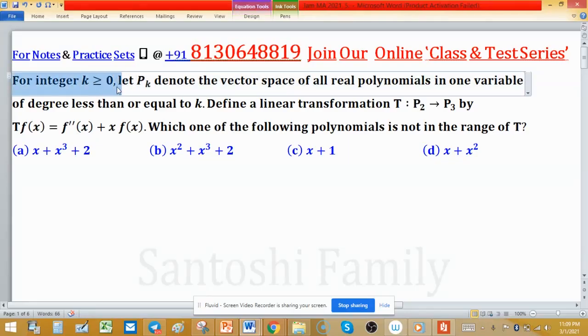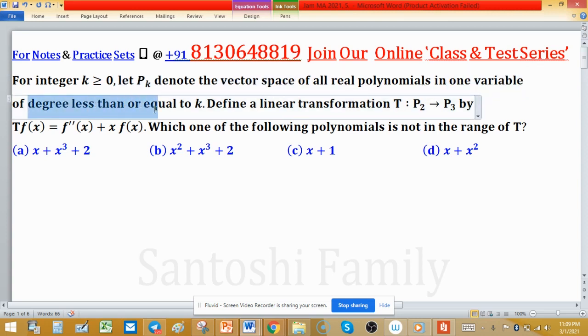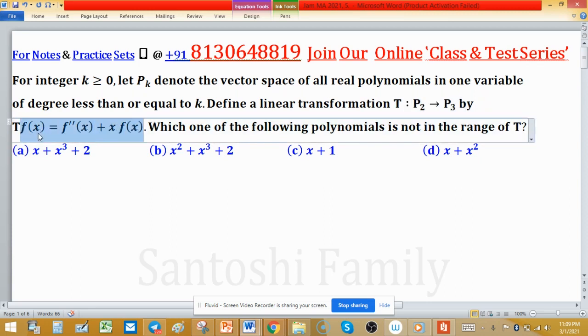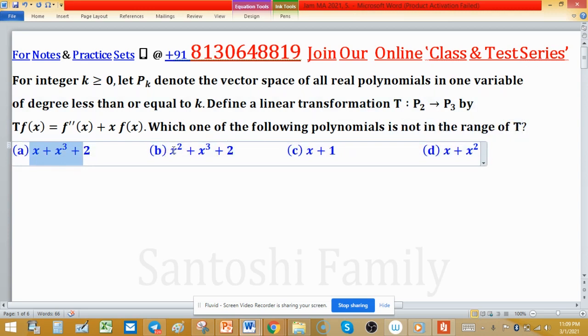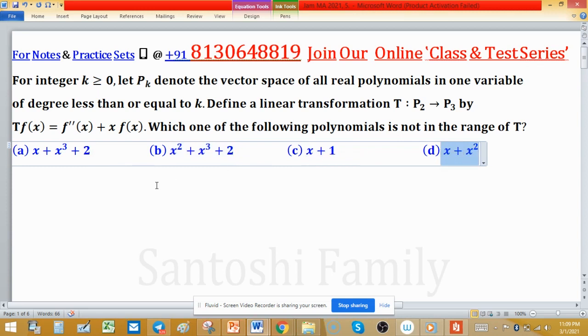For an integer k greater than 0, let Pk denote the vector space of all real polynomials in one variable of degree less than or equal to k. Define a linear transformation T from P2 to P3 by T of f(x) equals f double prime of x plus x f(x). Which one of the following polynomials is not in the range of T? These are some polynomials given as choices, and we have to find which one does not come in the range of T.